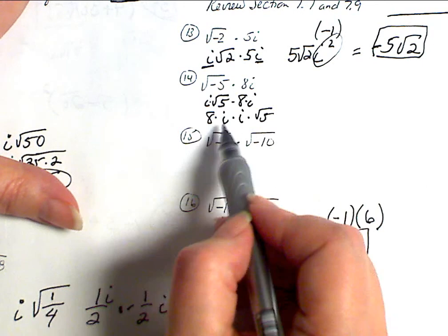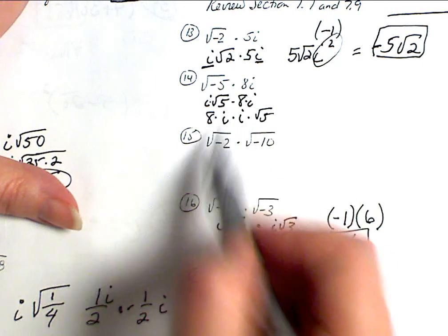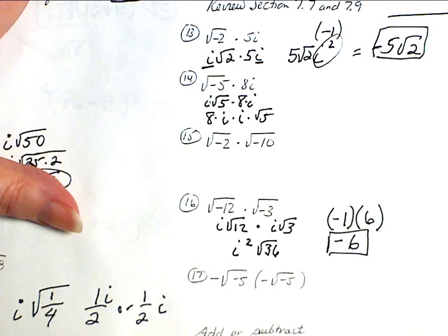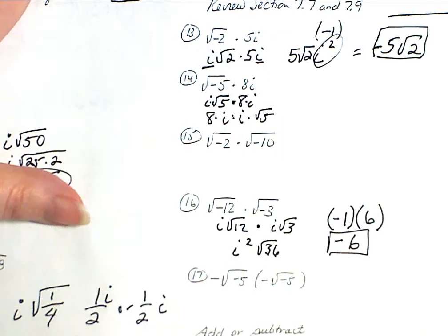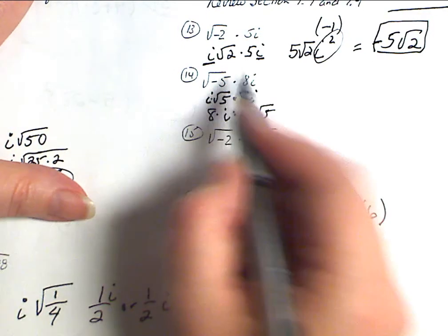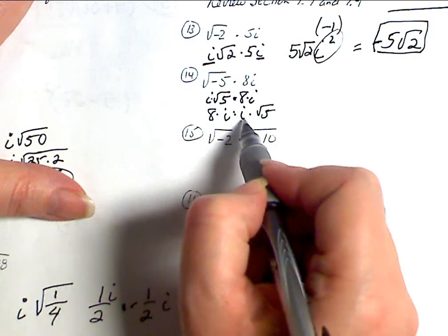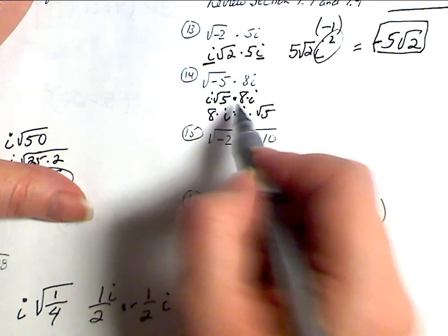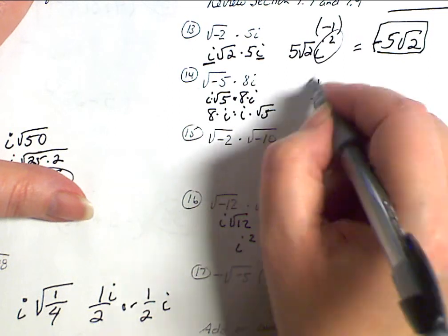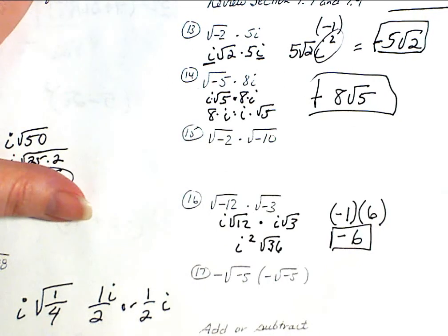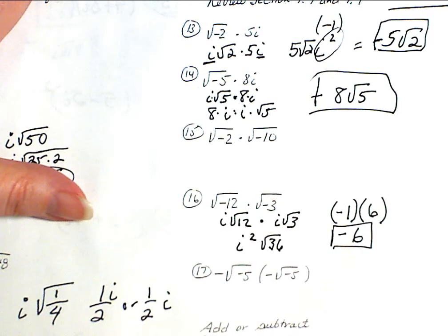Then your i squared. But what if you have to have a minus in there? Where is the subtraction sign? There's no subtraction sign. They're all multiplication. So i times i is i squared, which is negative 1. So you have negative 8 square roots of 5.